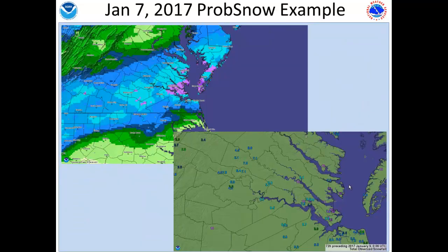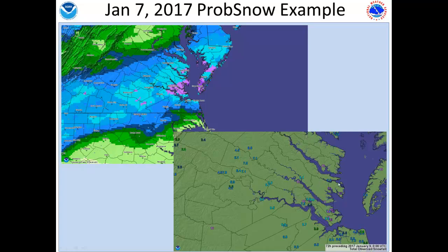So let's take a look at a little bigger snow event that occurred back on January 7th of 2017, and how did that play out in the snow probabilities, and how useful would that have been to apply the snow probabilities in a very large snowfall event. Snowfall accumulations with this event were quite large, upwards of 10 inches, even a foot across portions of the Hampton Roads region across the peninsula.